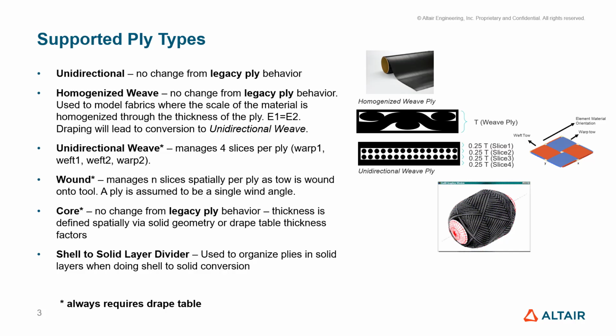The last one that we haven't covered yet is the core, and again here no change from legacy ply behavior. The idea behind this is to mainly focus on the core with its nominal thickness, and then covering the various ramps or changes of the thickness in a drape table.